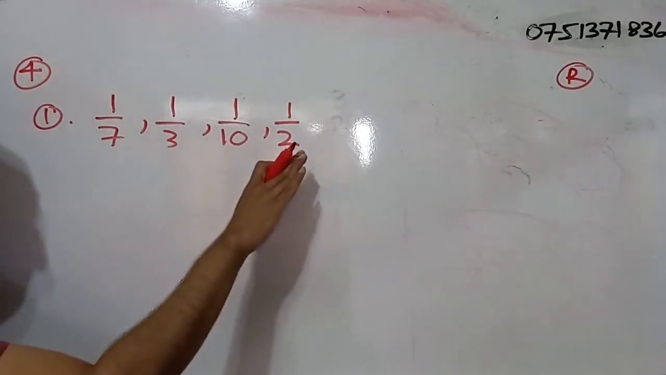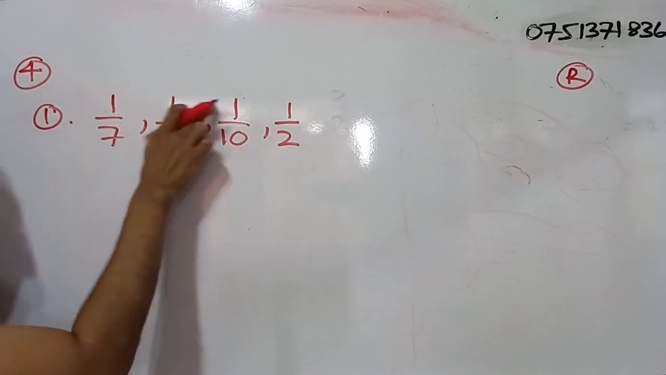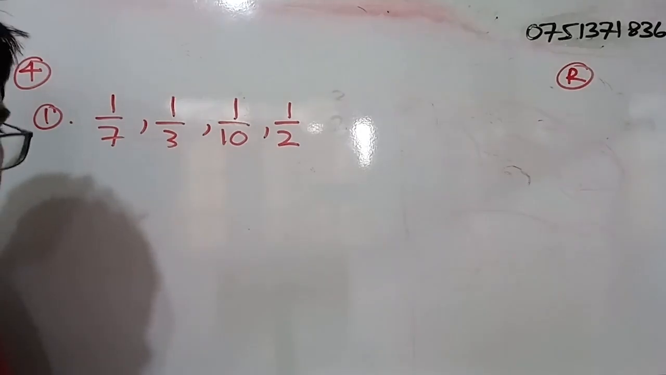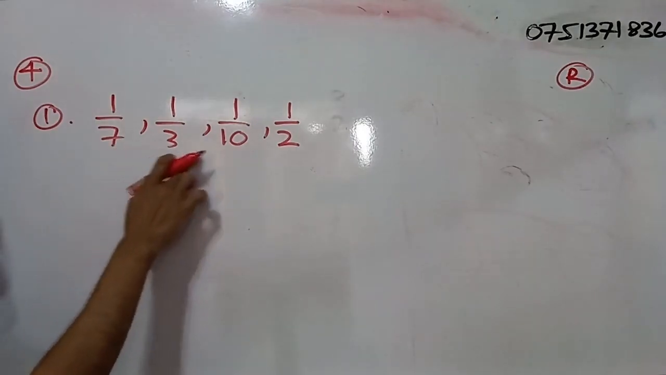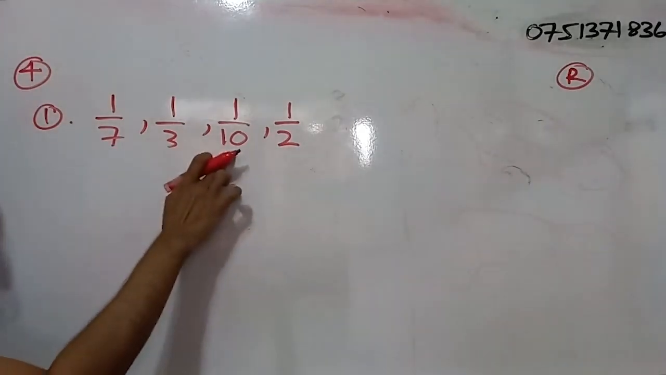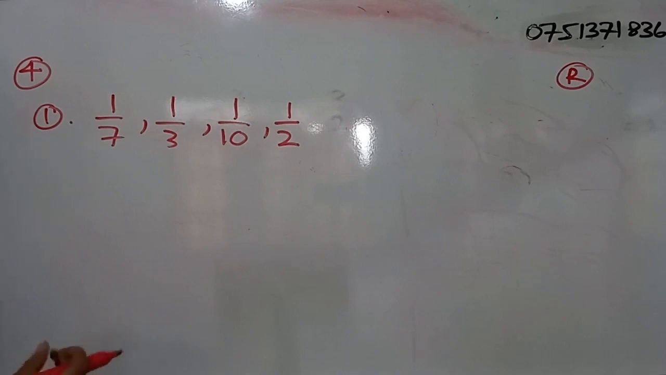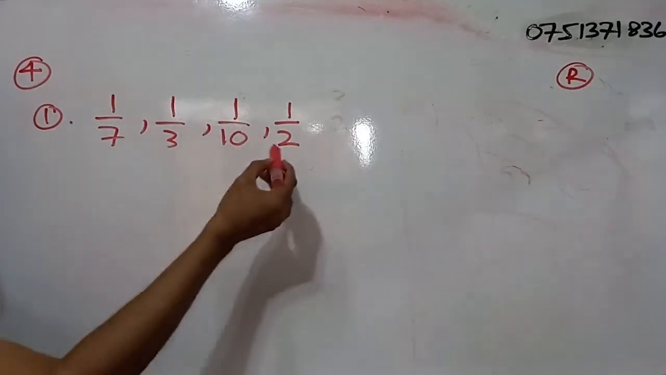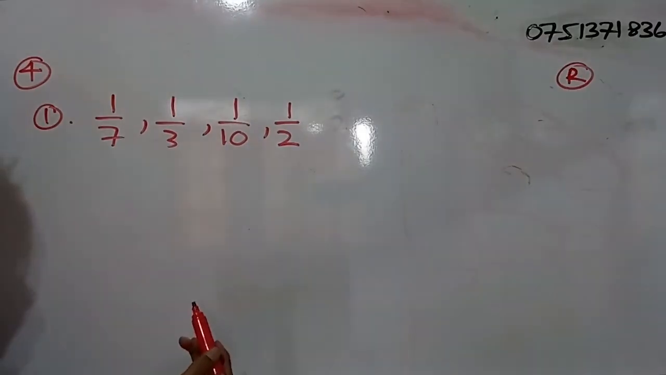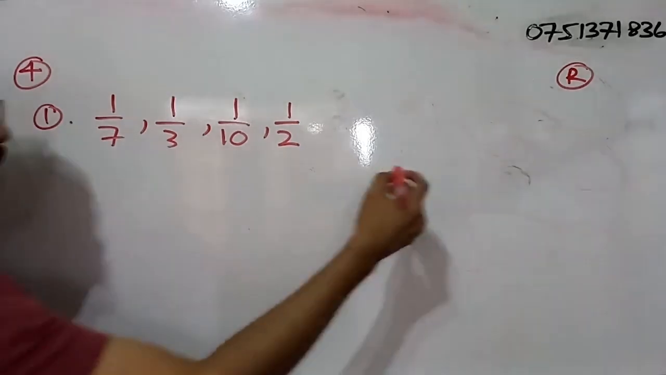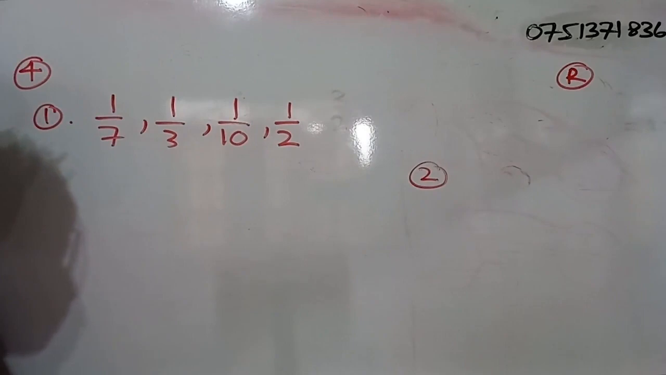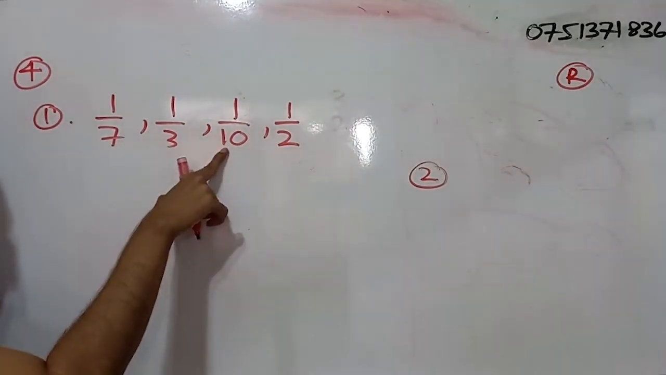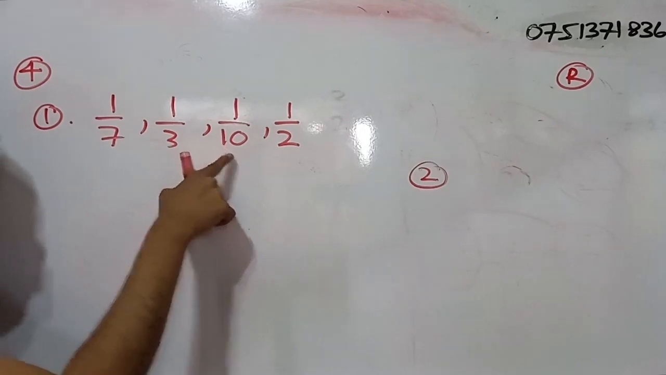So all of the fractions are what? Take a look at the numerator. All of the fractions are unit fractions, right? And the other thing, take a look at the denominators. We have a 7, 3, 10 and 2, right? We know when we compare unit fractions, right? Here, the denominator. What is the number? The number is 2. Think about this fraction. The denominator is what? 10.